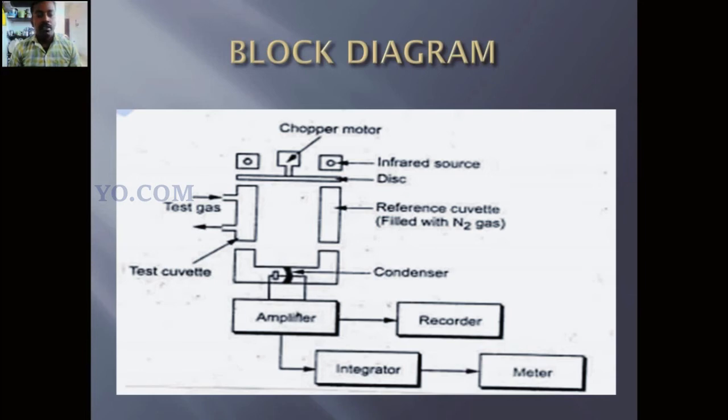Okay, this diaphragm forms one plate of the capacitor. The AC signal appearing across the detector is amplified and recorded by the recorder. The amplified output is integrated and used for continuous monitoring of respiration rate. So this is a CO2 based respiration measurement.